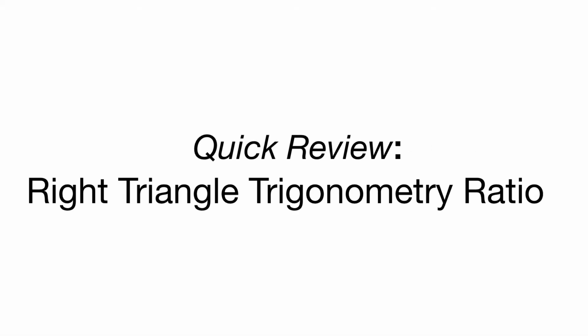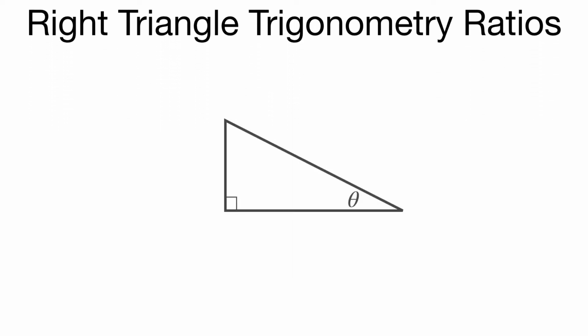This is a quick review of right triangle trigonometry ratios. We start with a right triangle, and I've labeled one of the acute angles with a theta. The hypotenuse is always going to be the side opposite the 90-degree angle, but I want to label the other sides relative to this angle theta. So the side opposite theta is over here, and the adjacent side is right next to and touching where the angle lives. And based on these three sides, I can build different ratios comparing two sides at a time.